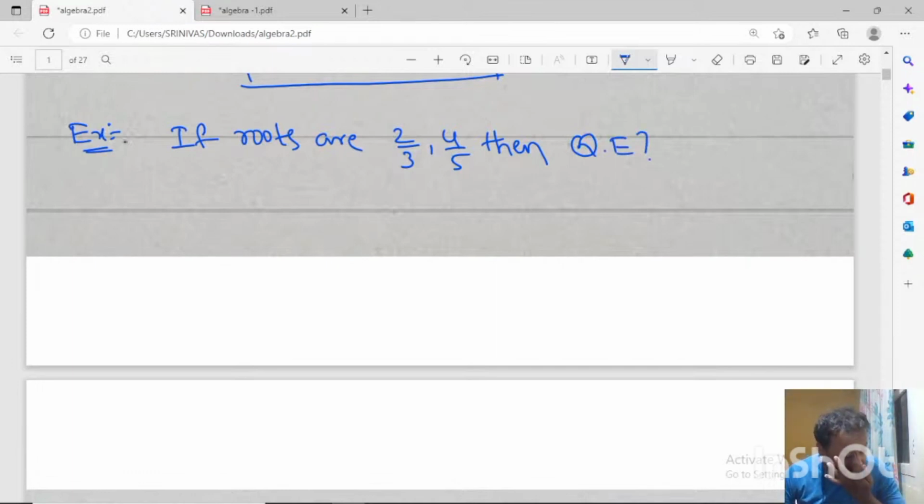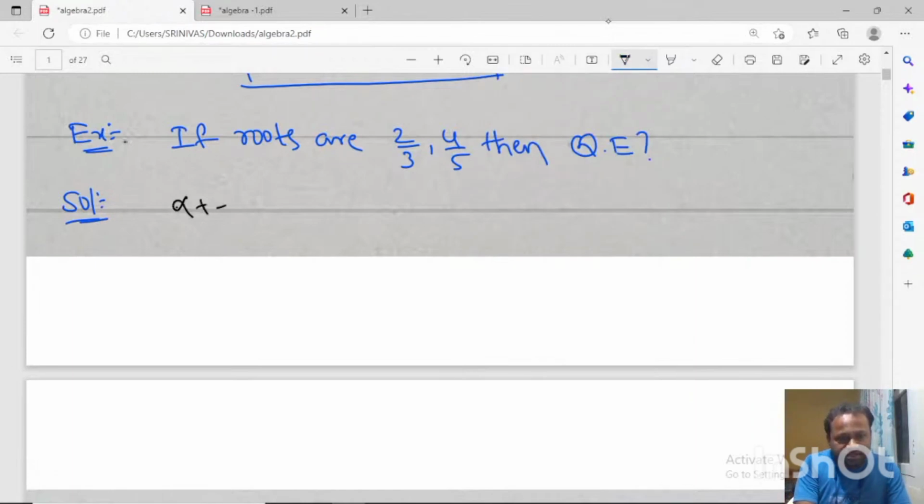Okay, whatever you said, that is correct. Now another question. If the roots are 2 by 3 comma 4 by 5, try to do the answer. Anybody? So let me do the solution. So what will be the solution?